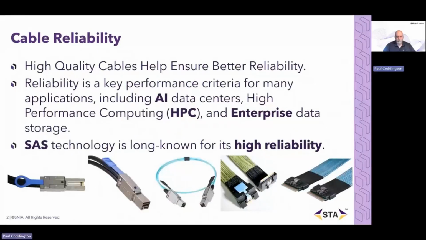My name is Paul Coddington, and today I will be talking about cable reliability. Reliability is a key performance criteria for many applications, including AI, high performance computing, and enterprise data storage. SAS technology, including SAS internal cables and SAS external cables, has long been known for its high reliability.